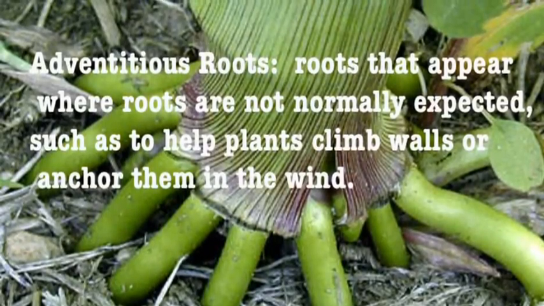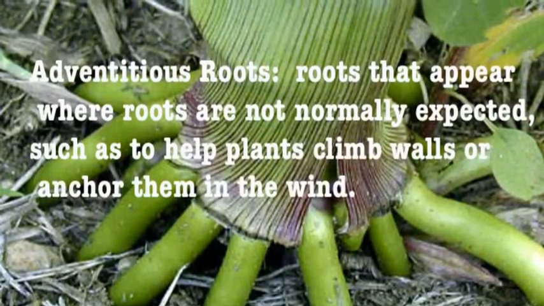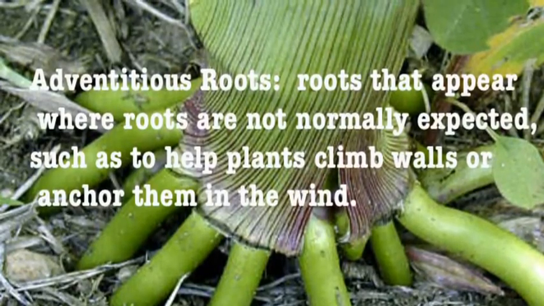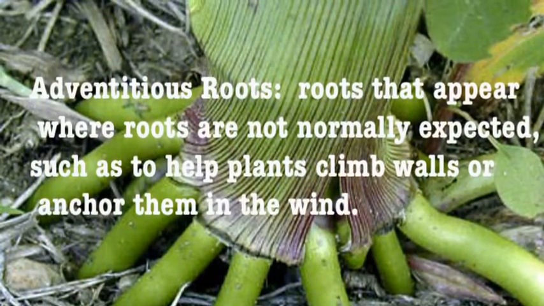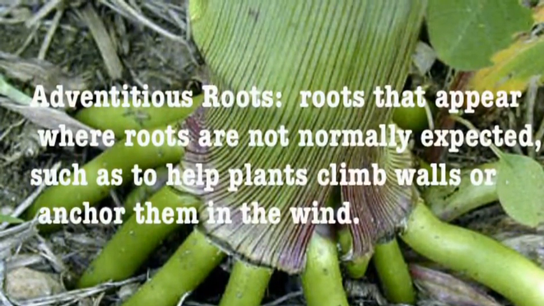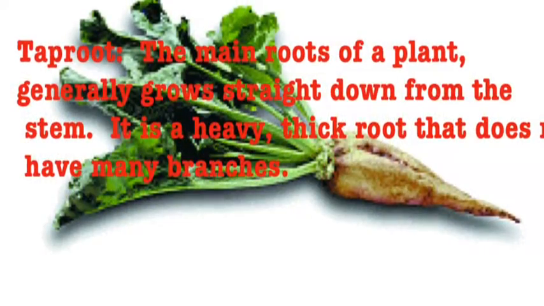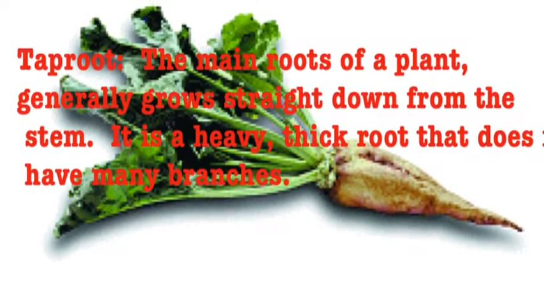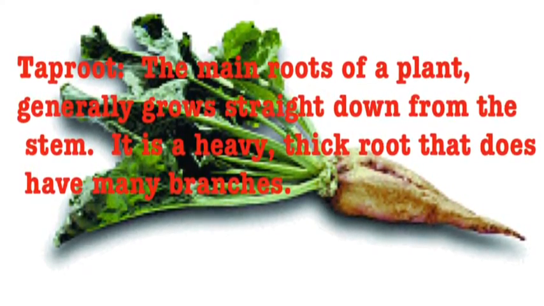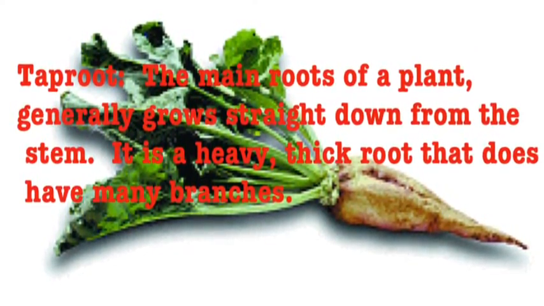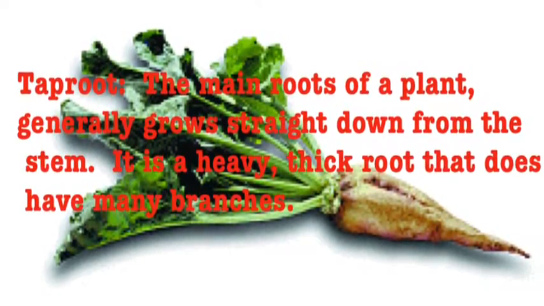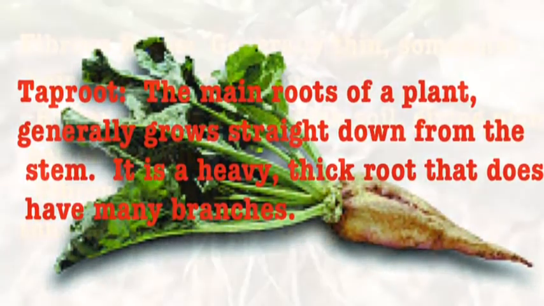Okay, so now we've got some root types, and first we have adventitious roots, which are roots that appear where roots are not normally expected, such as to help plants climb walls or anchor in the wind. We have taproots, which is the main root of a plant, and they generally grow straight down from the stem. It is a heavy, thick root that does have many branches.